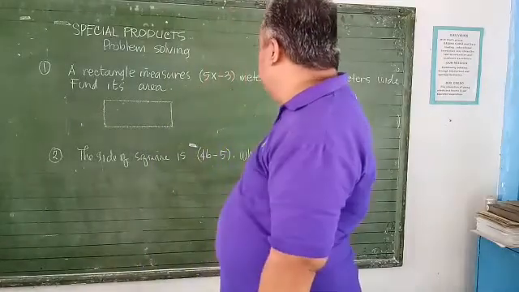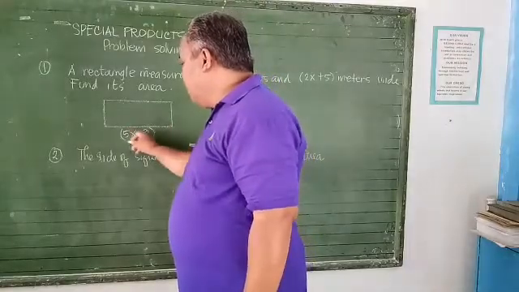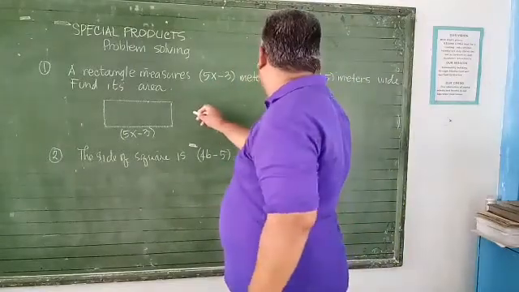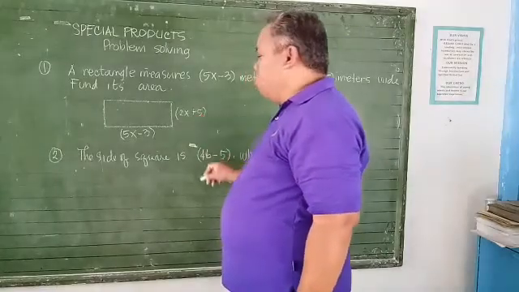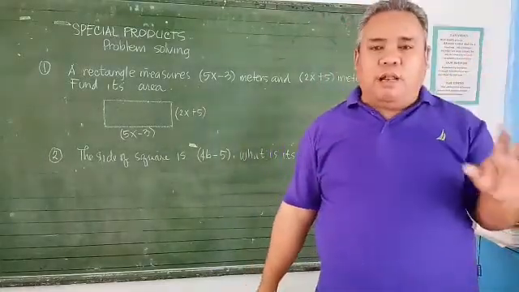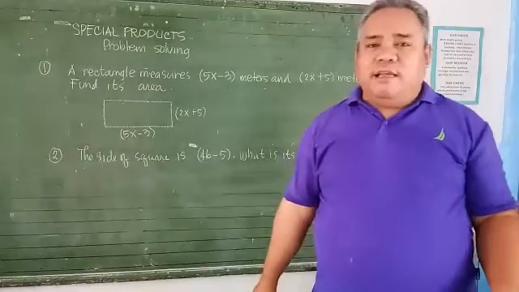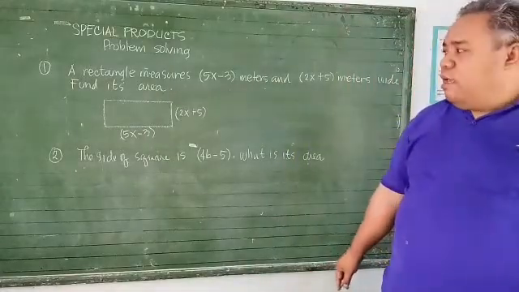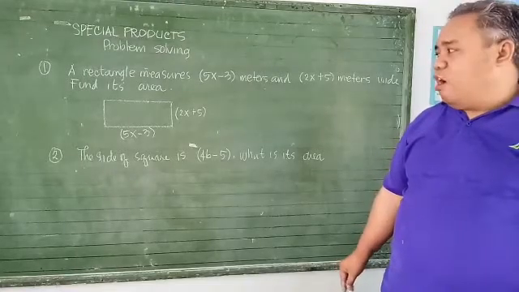the measure of its length is 5x minus 3. And then the measure of its width is 2x plus 5. Now, in solving these types of geometric plane figures, you're going to recall the basic formula for finding the area of a rectangle. So, na-discuss niyan nung grade 6 tayo. So, all of you maybe recall the formula in finding the area of a rectangle.